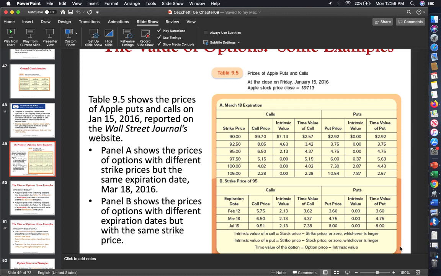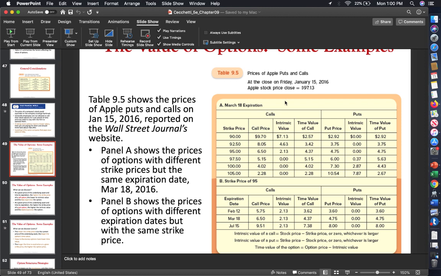Apple puts and calls. The stock price of Apple, that's on January 15th, 2016, as you see here. The closing price is $97.13. Okay, so $97.13 is the price of the underlying. And here, in the upper half of the table, we have call options in the top left, with the same date of expiration, and here we have put options with the same date of expiration, right? All of them expire on March 18 of the same year.